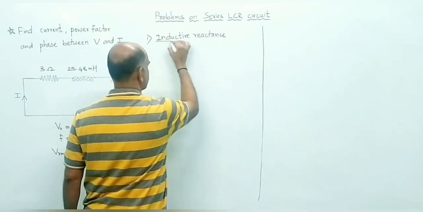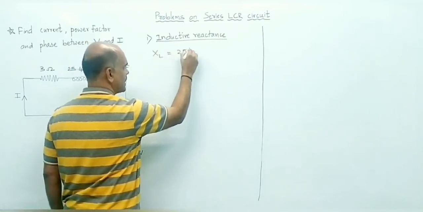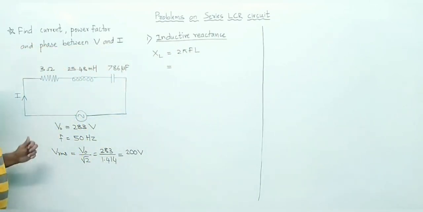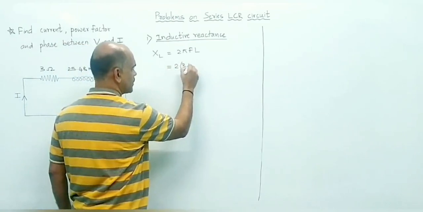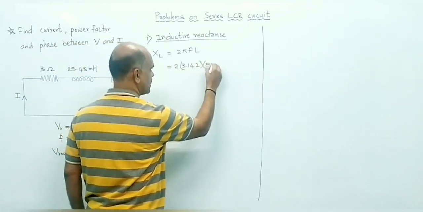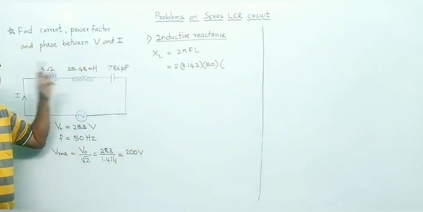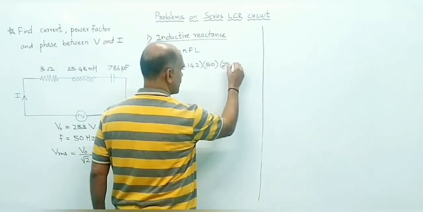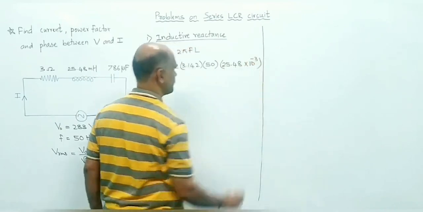Inductive reactance. XL is given by 2 pi F into L. Now substitute the values. 2 pi is 3.142. Frequency he has given is 50. Inductance he has given is 25.48 millihenry, so 25.48 into 10 raised to minus 3.